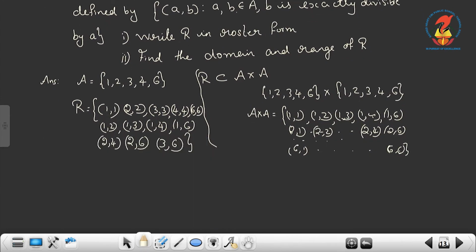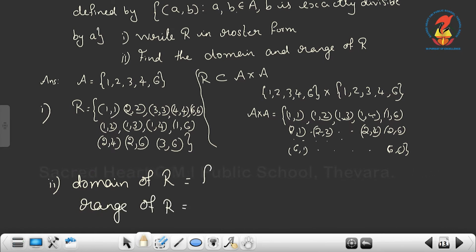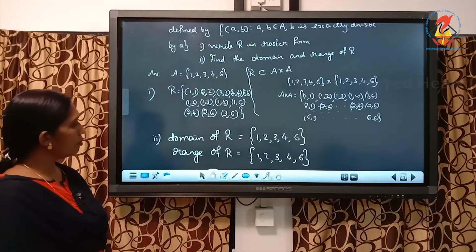Now write R in roster form. That is this first part. The second part is find the domain and range of R. What is the domain of R? Set of all first elements. First elements means 1, 2, 3, 4, 6. Now range means set of second elements. Second elements are 1, 2, 3, 4, 6, that also. So here both are equal.